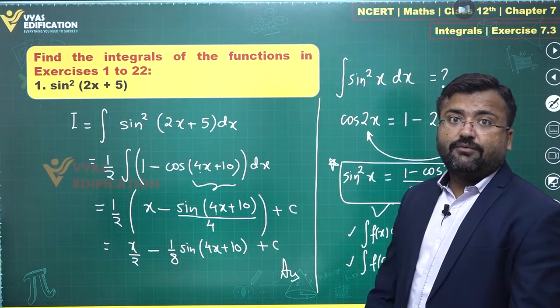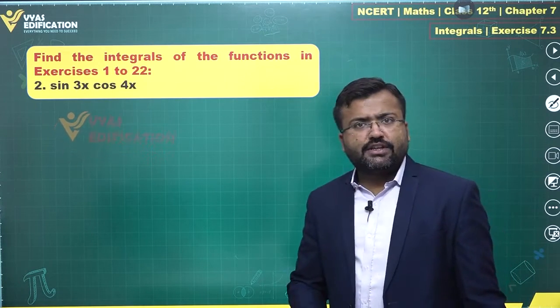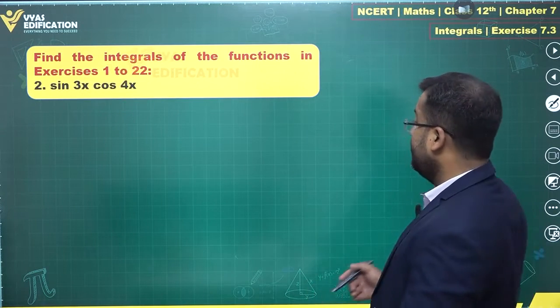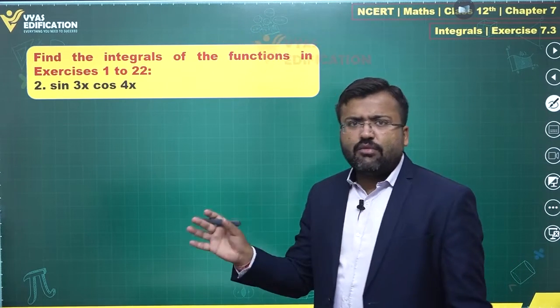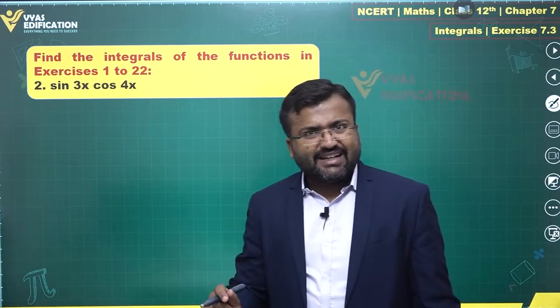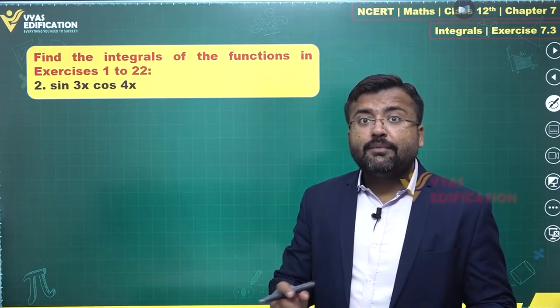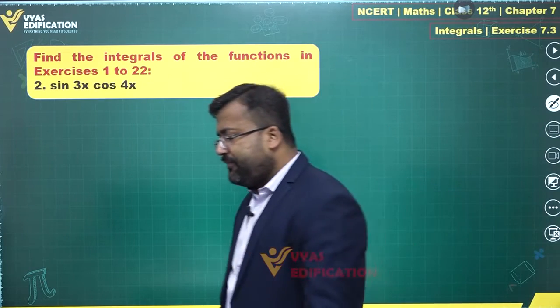The second question says that we have to integrate sin 3x into cos 4x. Okay, but they are in product, right? So that is an issue, because had they been in sum or difference, we could have integrated them directly, right? Oh, but they're in product. So we'll have to convert them into sum or difference, because we don't know the integral of sin x into cos x, right? We don't know that.